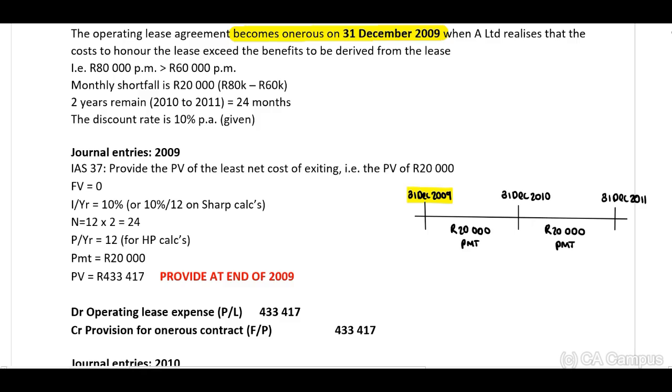Now, remember monthly, that you will then have to identify that this will be your payments in your financial calculator, and we will have to provide for this onerous contract at the end of 2009. Therefore, we will have to calculate the present value of this shortfall for the following 24 months. Therefore, your period is 24 months, your rate 10%, and your payment 20,000, and this shall result in 433,417. Debit your operating lease expense and credit provision for onerous contracts.